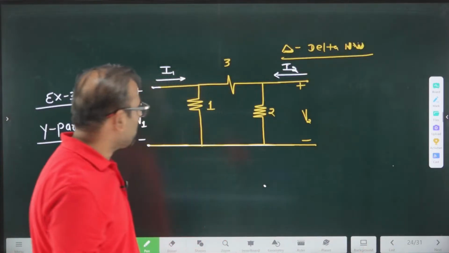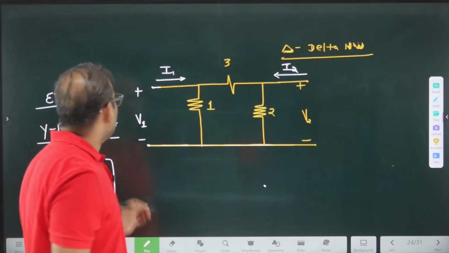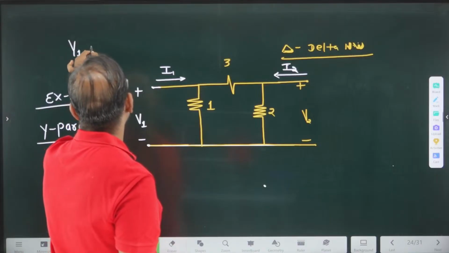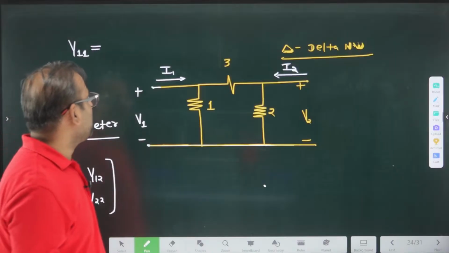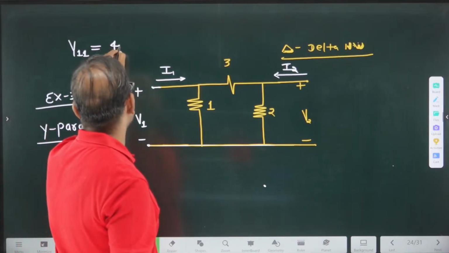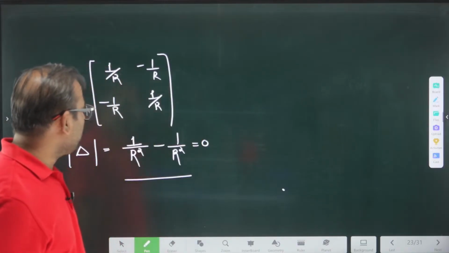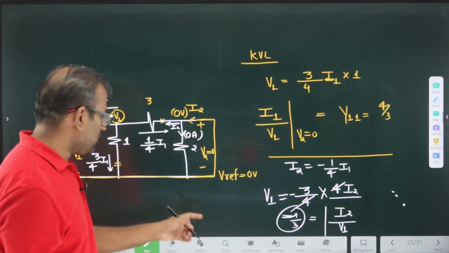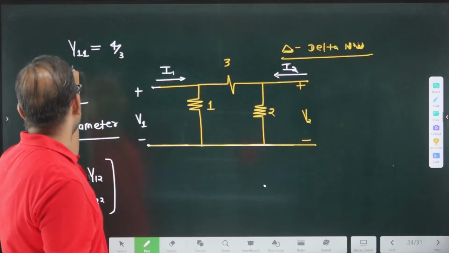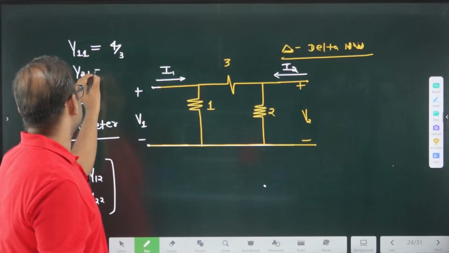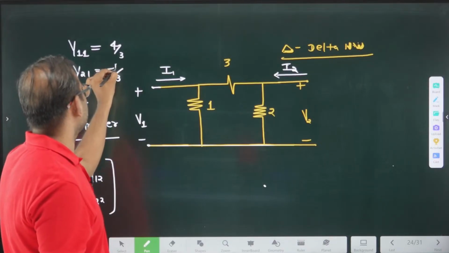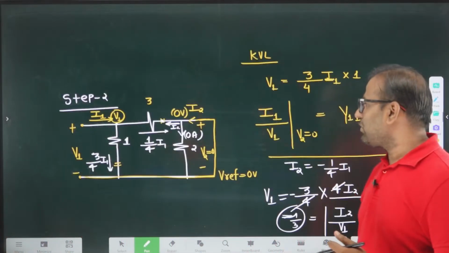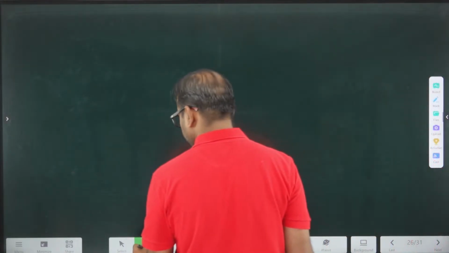I will tell you the direct technique to calculate this. So you can say the Y11 parameter is 4/3. What is the Y21 parameter? The Y21 parameter is equivalent to minus 1 by 3. Correct? We can calculate the remaining two parameters by making V1 equal to 0. So let's go to that part also.